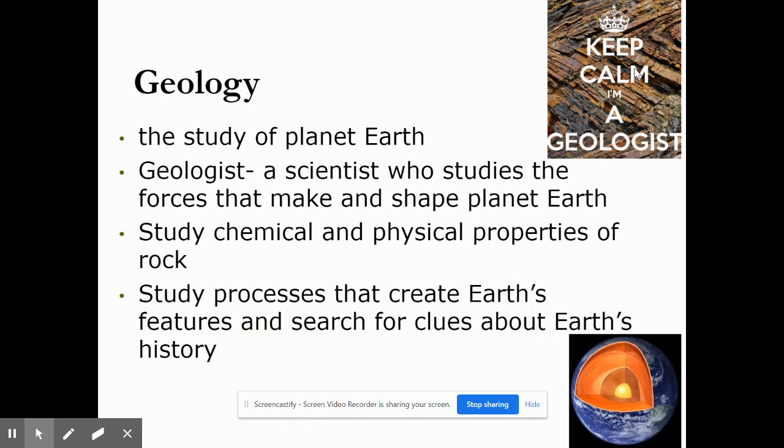So let's look at the Earth's interior. The first year, we're talking about geology. And geology isn't just rocks. I know that a lot of times when you hear the word geology, you think rocks. But it's the study of the Earth.